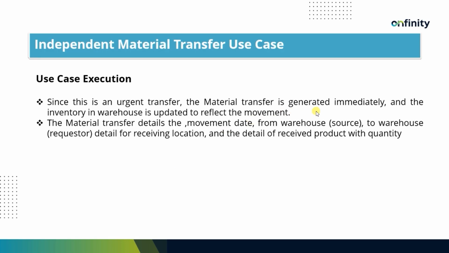Next, let's move on to the execution of the independent material transfer process use case. Since this is an urgent transfer, the material transfer is generated immediately, and the inventory in the warehouse is updated to reflect the movement. The material transfer details the movement date, from warehouse, which is the source, to warehouse, which is the requester, detail for receiving location, and the detail of received product with quantity.